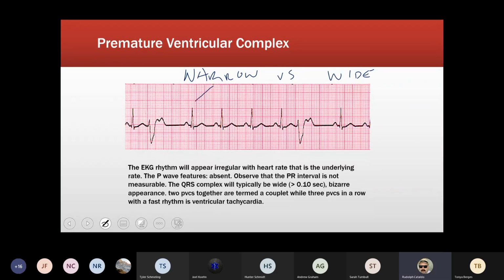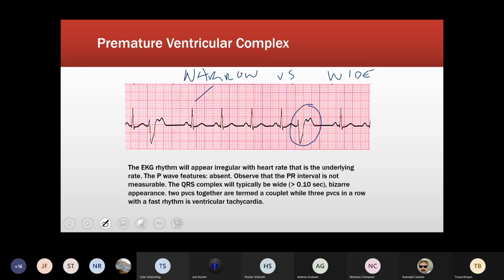So I've got narrow complexes here, right? We see them, no big deal. But then what about this big trucker here? What's going on there? Why is it wide, for one? Came from the ventricles. Okay, but what makes it wide though? More space for the electricity to spread around.